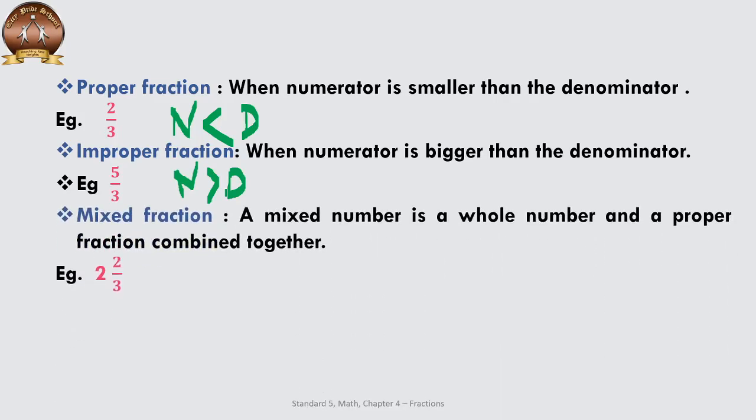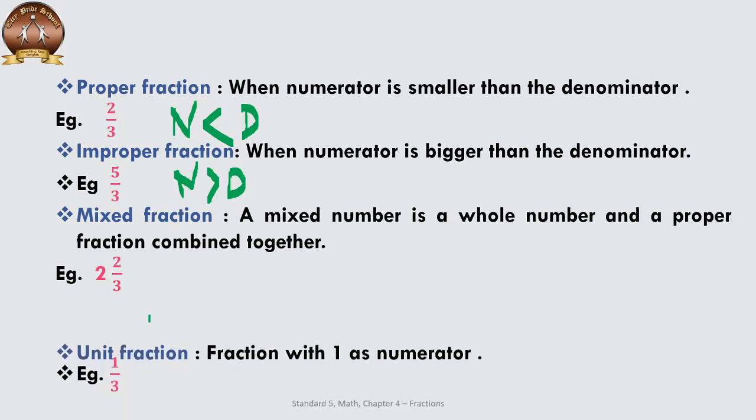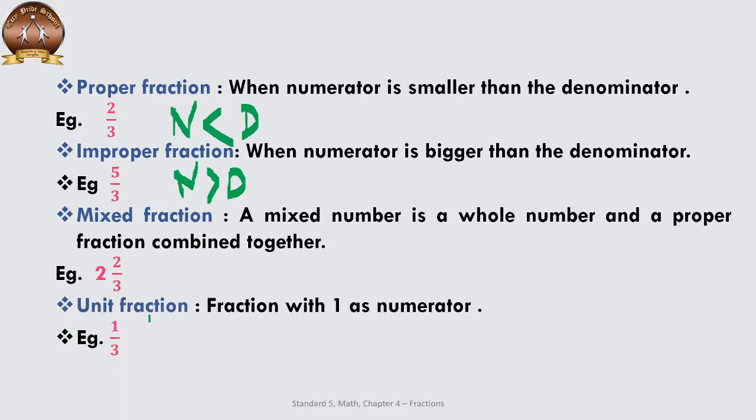Next we see in line is the mixed fraction. Now the word mixed suggests the same thing, that it is a mixture of more than one thing, right? So a mixed fraction is a whole number and a proper fraction combined together. Here you can see 2 is a whole number, which is written in the center. And then 2 upon 3 is a proper fraction. A whole number and a proper fraction combined, we get the mixed fraction.